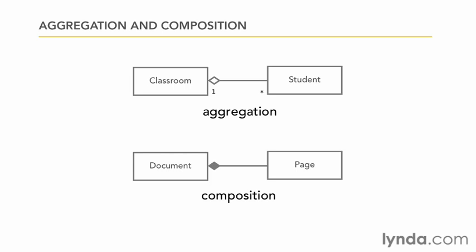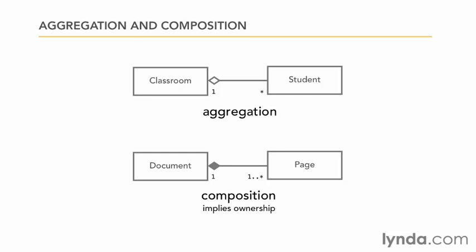On the other hand, in a plain aggregation situation, as with the classroom and student relationship, if I deleted the classroom object, perhaps the class got cancelled, I would not expect all the student objects to be destroyed. They may be used in different classrooms or just be able to live on their own. And that's the difference. Composition implies ownership, aggregation does not.